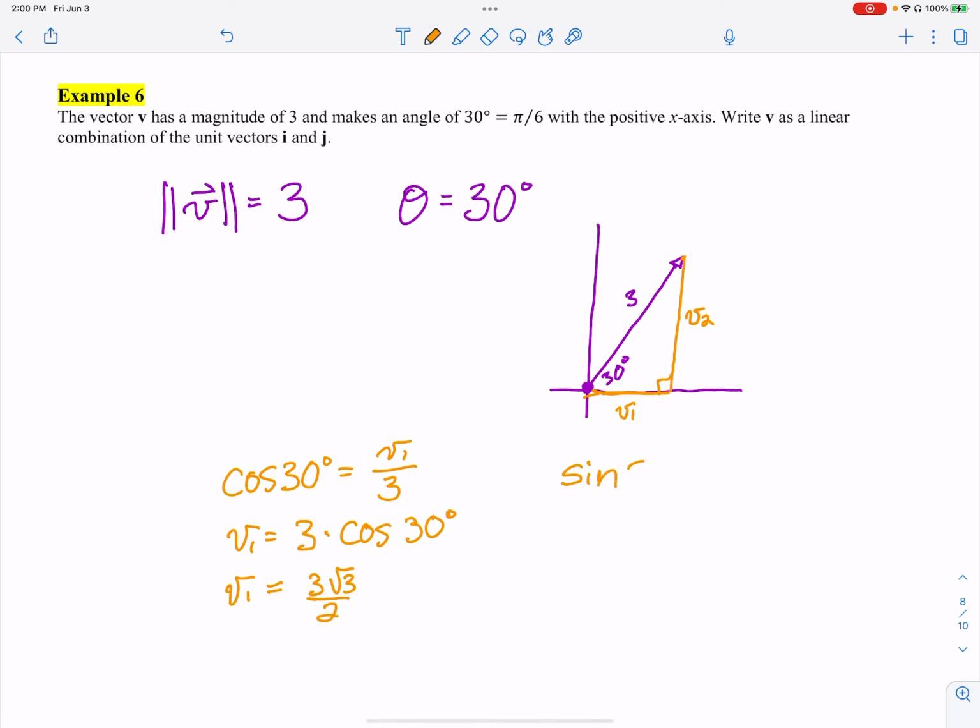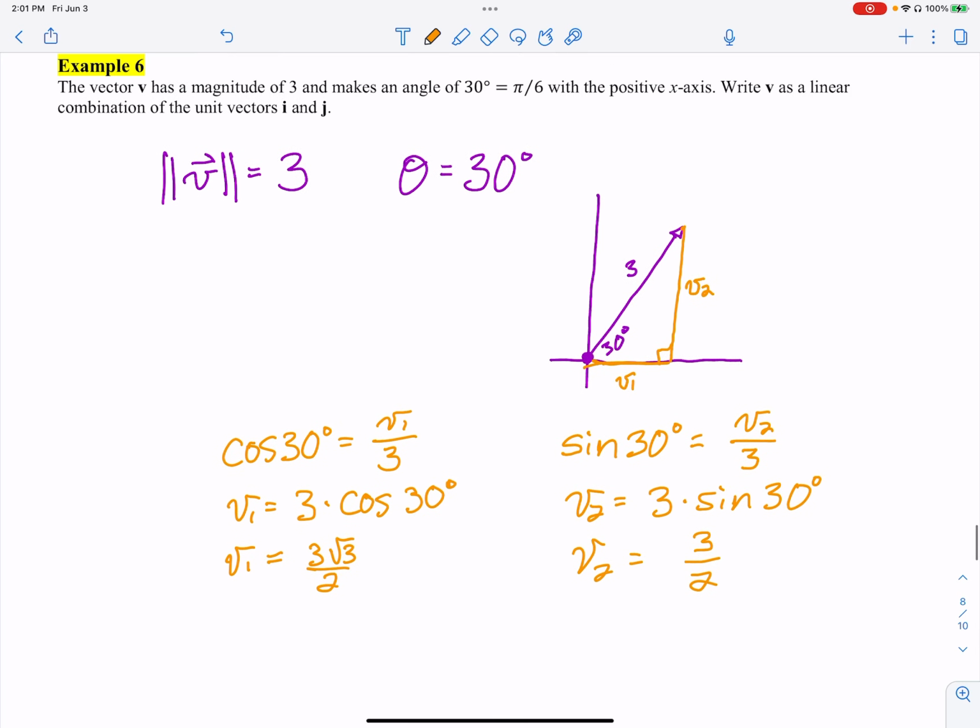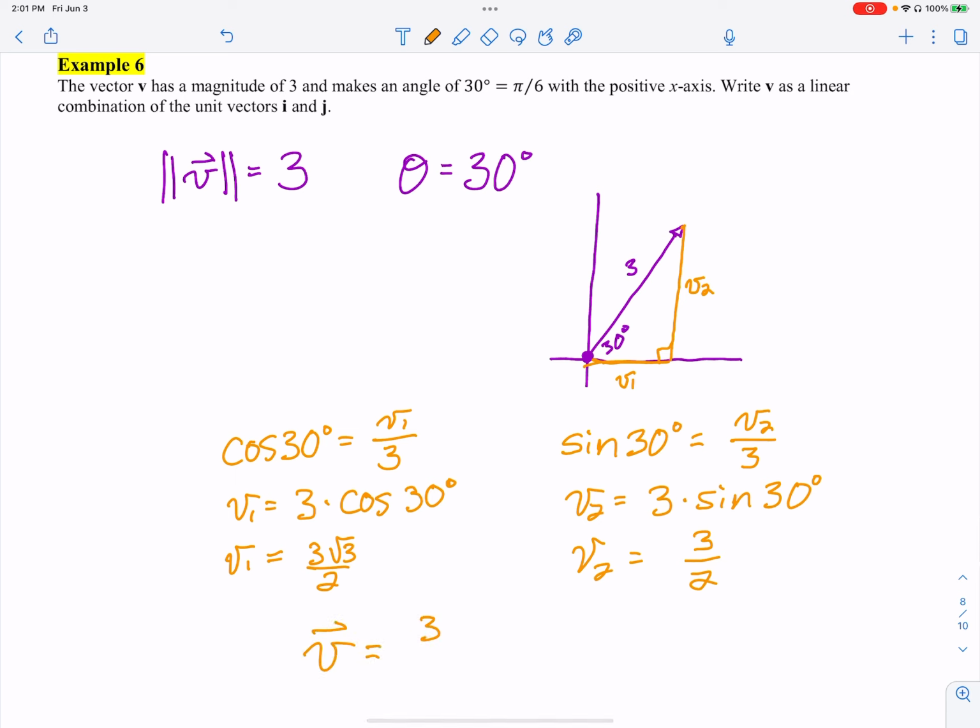I got sine of 30 degrees, and that's equal to v2 over 3. That means v2 is equal to 3 times sine 30. Sine of 30 is 1/2, so v2 is 3 over 2. And they want us to write v as a linear combination of the unit vectors i and j. So the vector v is equal to (3 radical 3 over 2)i plus (3 over 2)j. So trig is very important. We're going to use actually quite a bit of trig dealing with these vectors and where we're going in the next couple sections.